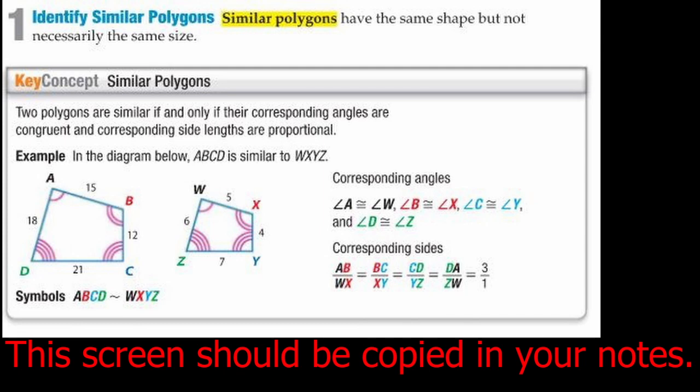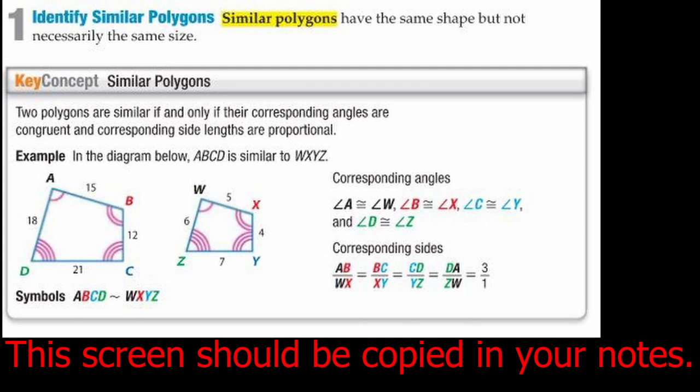So if one side of one figure is half as long as the other one, then all of them have to be half as long as the other figure. So the concept here says similar polygons. Two polygons are similar if and only if their corresponding angles are congruent. So the angles have to be equal, and the side lengths are proportional. Corresponding side lengths are proportional. That means when you divide their lengths, for every single set of corresponding sides, those will be proportional.